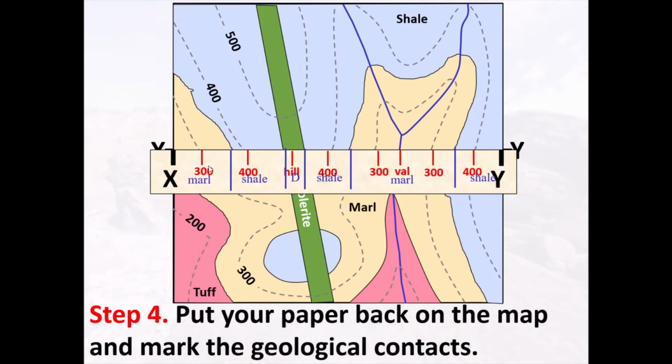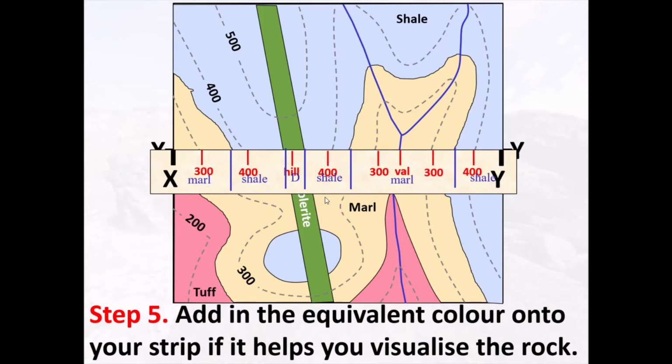Now some people would just leave a mark, but I would suggest you write down what the rock unit is between these intervening marks, and if you can do it in a different color to the ground contour heights that you've recorded, then it allows you to tell the two apart. But if you're more of a visual learner, then perhaps what you could do is add a little bit of color to your cross-section strip that equates that color to the colors on the map.